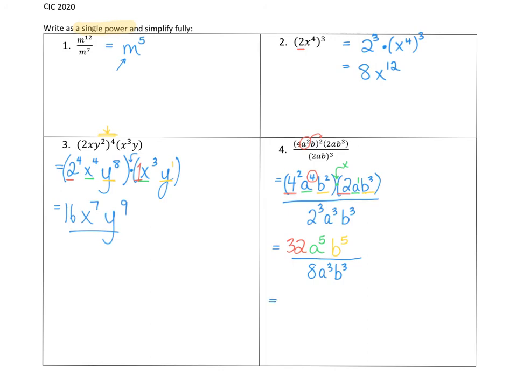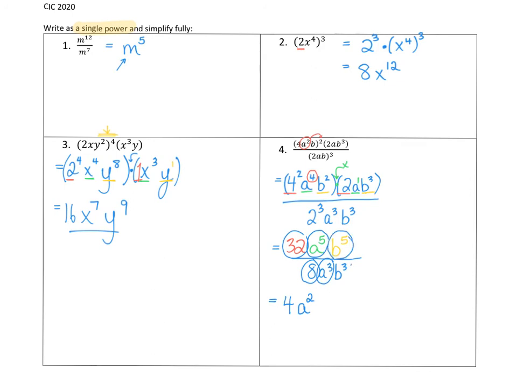Okay, now one thing to remember here is numbers are numbers. 32 divided by 8 is 4. Okay, numbers are numbers. We divide them the way we always have. Okay, now let's look at the a's. We have an a to the 5 divided by an a to the 3. We're going to keep the base. We're going to subtract the exponents. So 5 minus 3 is 2.